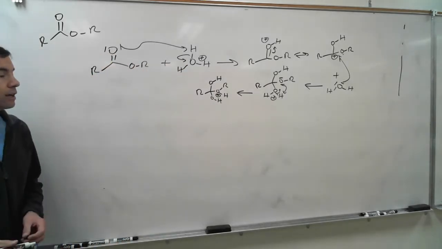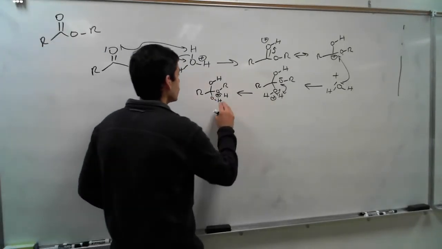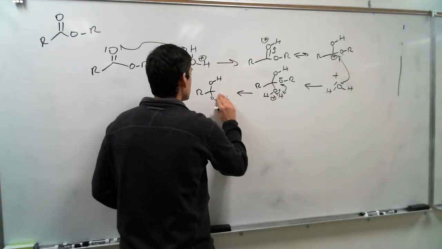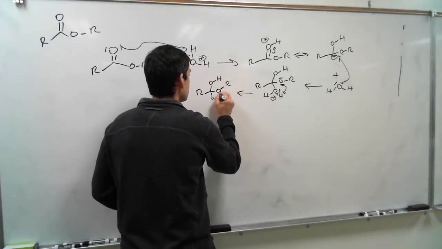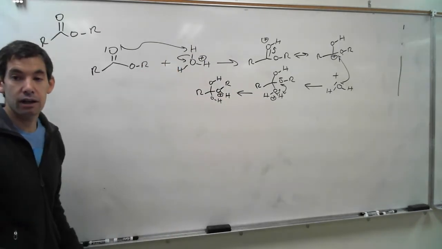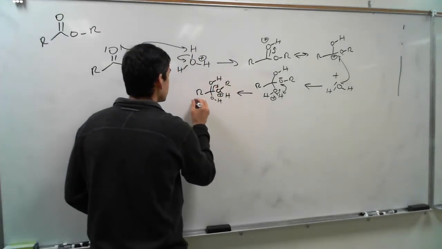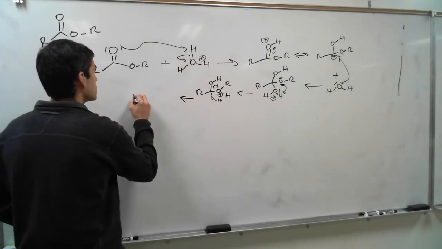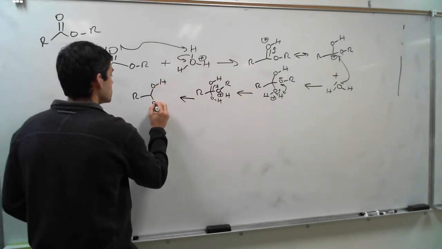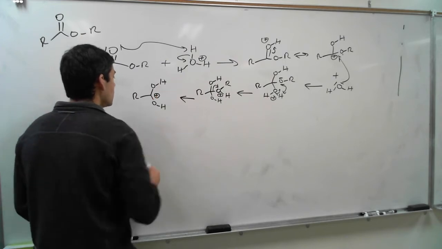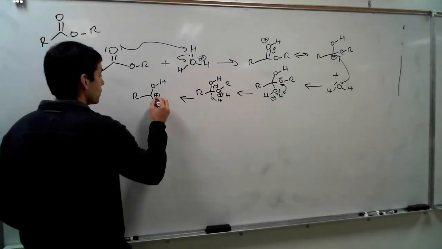We get to this species here, where now we have this positive charge on the oxygen. Now we have a positive charge on the oxygen. What's going to happen? It's going to now leave. Now it's a really good leaving group. We have this positive charge here. What do you want to do now? As we've seen in the past, we want to do our resonance.